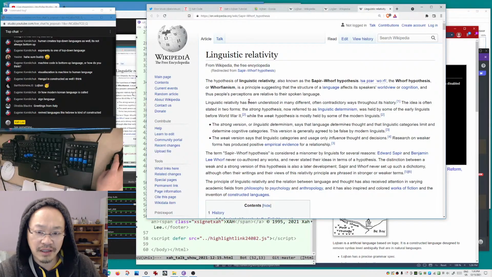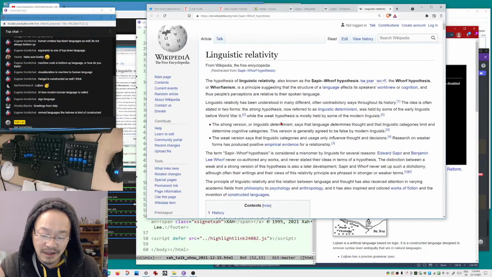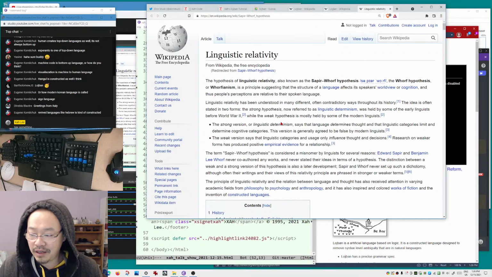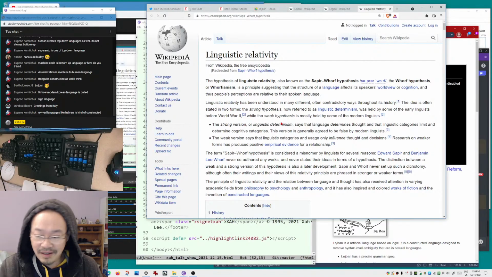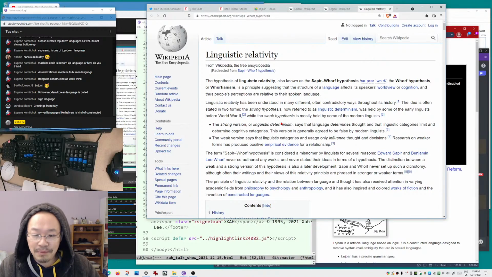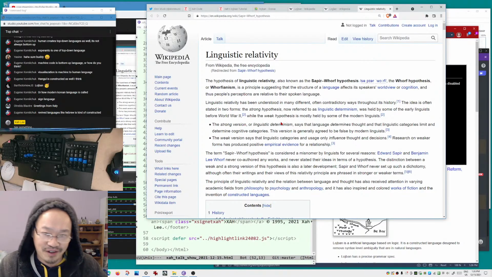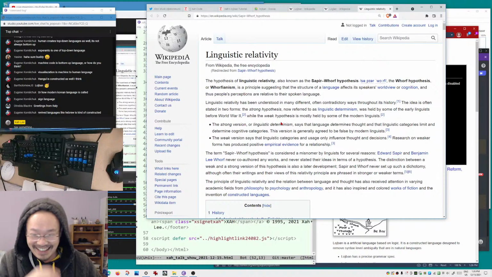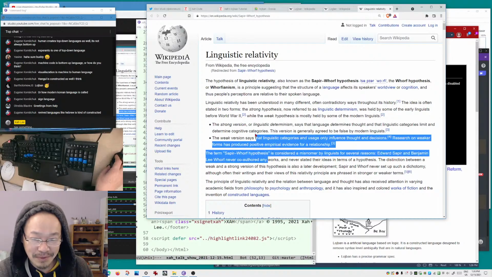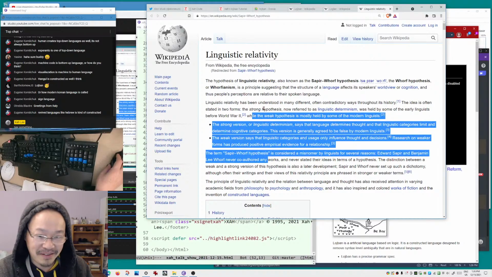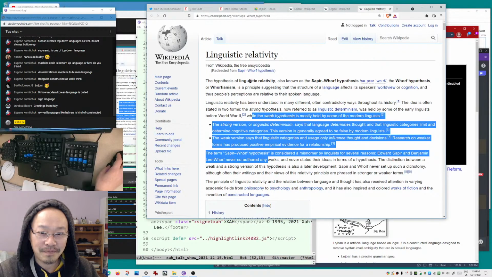There's a strong version and there's a weak version. It basically says the language either controls your thought patterns or it influences how you think. For example, the meme example is that the Eskimo people have 100 words for snow. So if you don't have a word for snow, can you possibly imagine the concept of snow? That's what this Sapir-Whorf hypothesis is about.